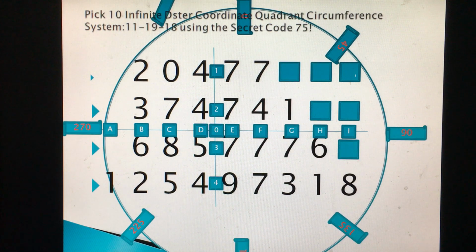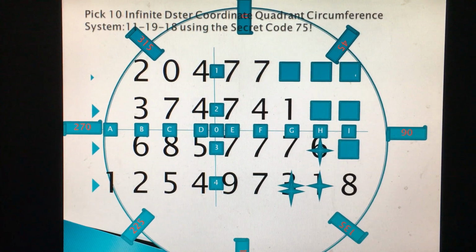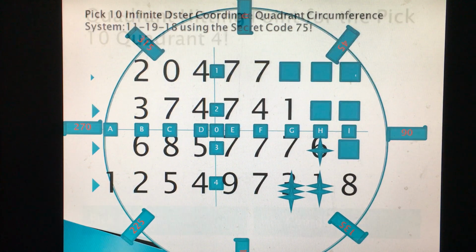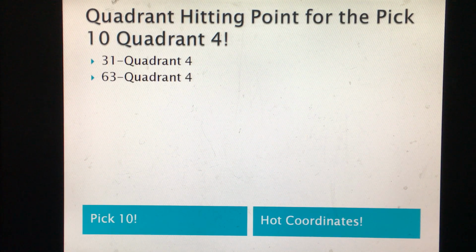Now let's look at the quadrant 4 numbers. 31 is in quadrant 4. 63, quadrant 4. 13, quadrant 4. And the quadrant hitting points for pick 10 using quadrant 4 are roughly 3 numbers: 31, 63, and 13. There are no in-between quadrant numbers for quadrant 4 with another quadrant.